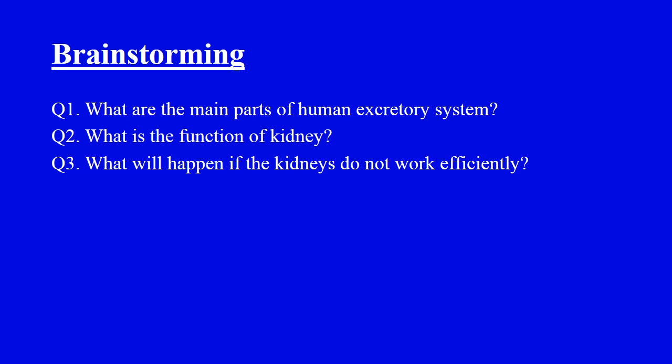And the third thing is, what will happen if the kidneys do not work efficiently? We have done that the function of the kidney is to filter the blood, right, to remove the nitrogenous substances from the body. But if the kidneys will not work properly, what will happen? These nitrogenous waste substances, they will not be excreted out properly. So what will happen? What will start happening to those substances? We will do that today. Okay.